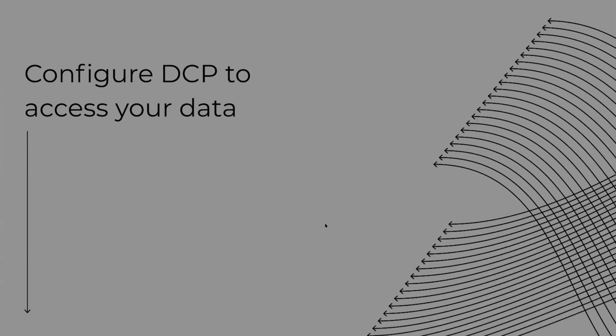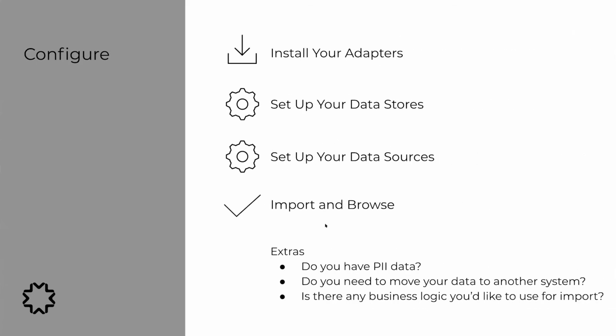So configuring DCP is incredibly easy. There's just a couple of steps. The first thing you do is install your adapters. They've got a lot of in-house adapters for Snowflake, MySQL, Oracle, the Google Cloud, BigQuery, and S3 bucket, of course, just to name some. Then you're going to set up your data stores.